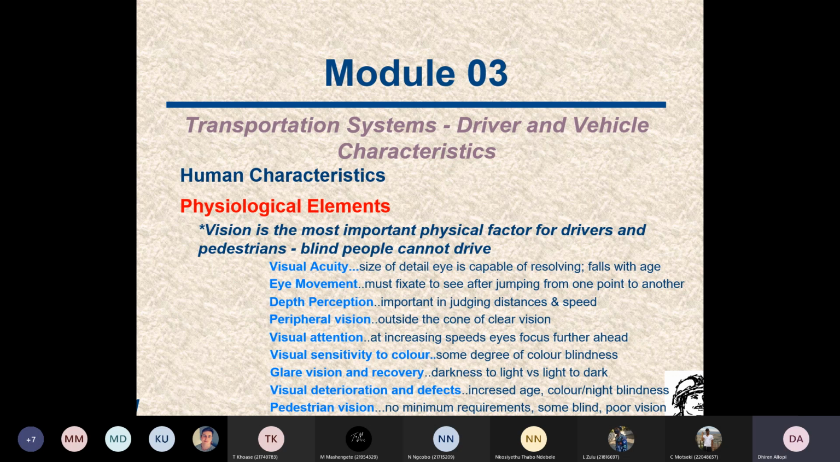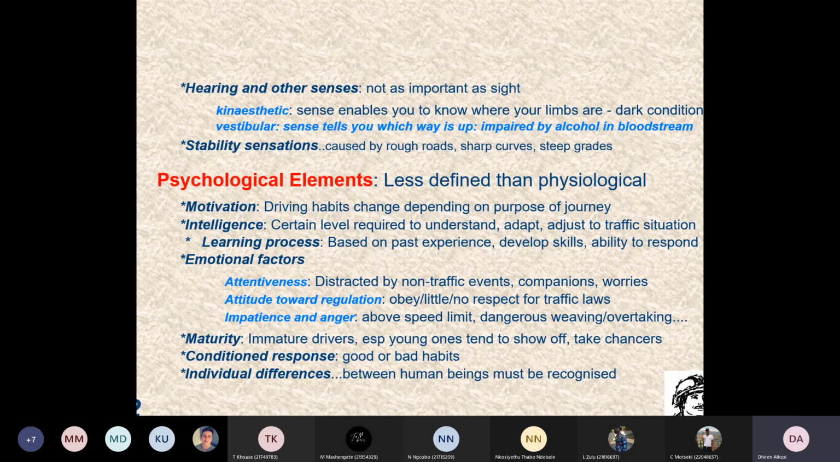Deterioration and defect, self-explanatory, like we mentioned, it increases with age as you get older. Visual sight deteriorates. Night blindness is also covered there. Pedestrian vision also, in terms of poor vision, blind pedestrians attempting to cross a road. So these all fall under your physiological elements. With physiological elements, we also have other senses, like for example hearing, perhaps not as important as sight, but certainly contributory.